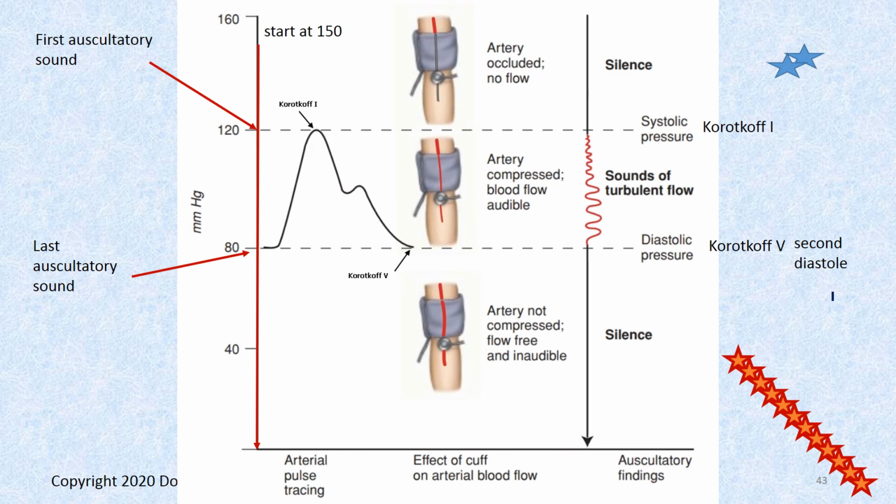Yeah, so here's a kind of cartoon of our situation. We've pumped up to 150, and now we're letting the pressure out. So silence, silence, silence. About 120, we're going to hear a first auscultatory sound. That'll be Korotkoff 1. Then that sound's going to make some different changes, and the last sound you hear is the start of Korotkoff 5. So Korotkoff 5 is the silent period down here. And that's second diastole.